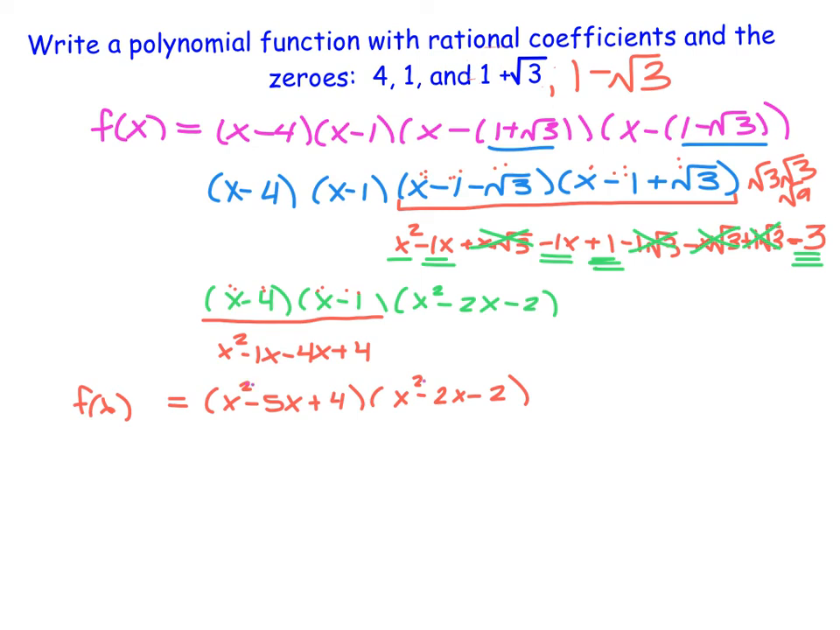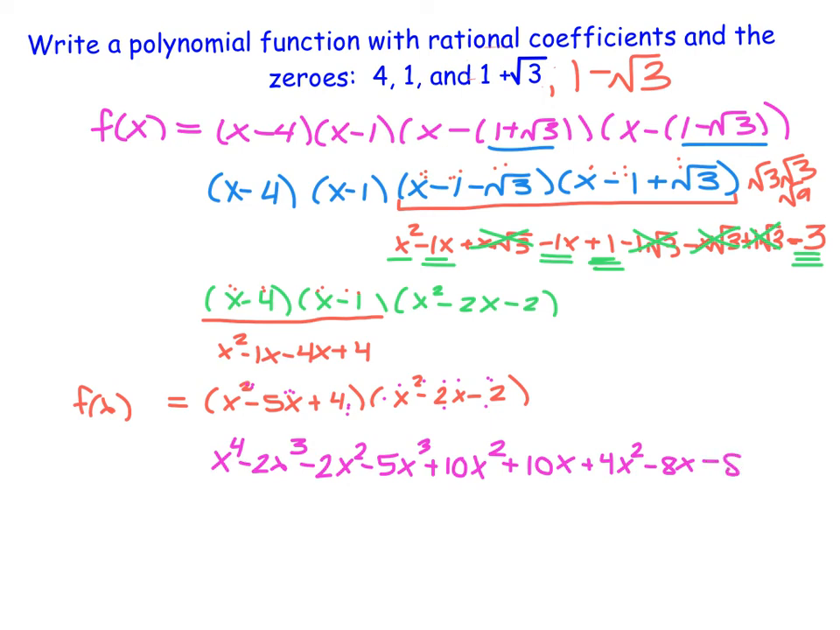So x squared times x squared gives me x to the fourth. X squared times negative 2x gives me minus 2x cubed. And then x squared times minus 2 is negative 2x squared. I move on to the second term. Negative 5x times x squared is minus 5x cubed. Then negative 5x times negative 2x is plus 10x squared. Negative 5x times negative 2 is plus 10x. And then I move on to the next one. 4 times x squared is 4x squared. 4 times negative 2x is minus 8x. 4 times negative 2 is minus 8.